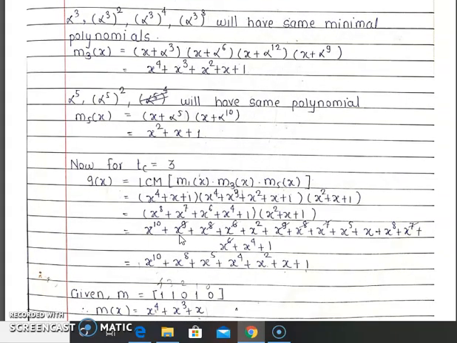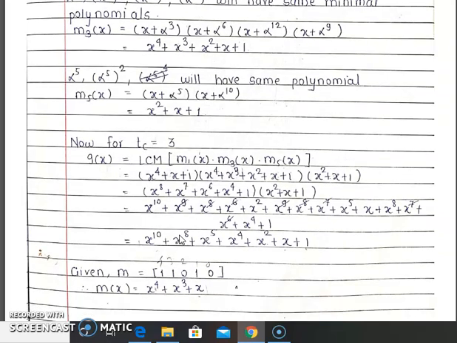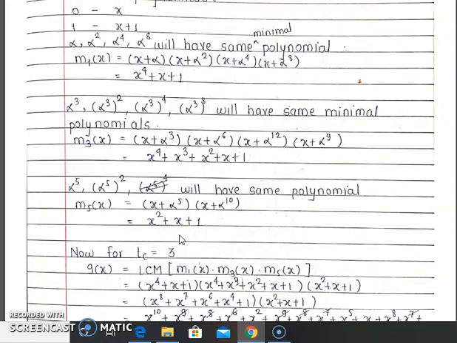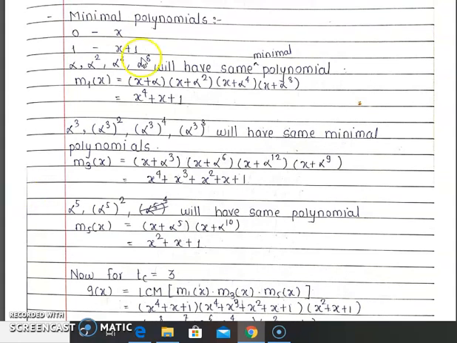Students, please make it a habit to find the minimal polynomial, and please remember which sets belong to which minimal polynomial, because the primitive polynomial we are using is fixed: x cube plus x plus 1 or x raised to 4 plus x plus 1. So for this primitive polynomial, we must know the combinations or the set for which each minimal polynomial applies.